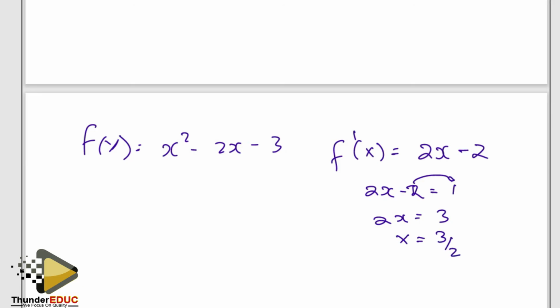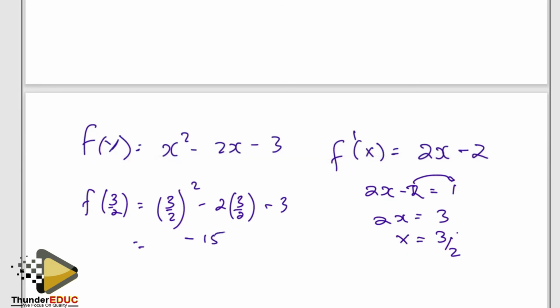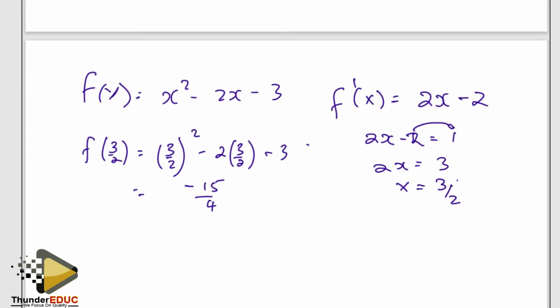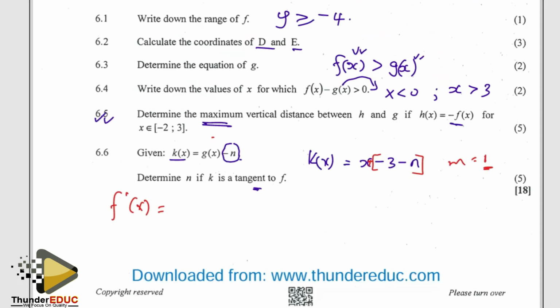So the graphs are meeting at this point where x is 3 over 2. Then let me get the y values by just using this f. What is f of 3 over 2? It's going to be 3 over 2 squared minus 2 times 3 over 2 minus 3. If I simplify this with my calculator, I'm getting negative 15 over 4. So this is the point where the two graphs are meeting. Now let me try to determine the equation of the tangent.